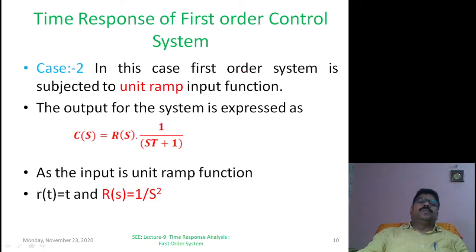Now case 2. In this case the input is a unit ramp input, meaning r(t) equals t, and its Laplace transform will be R(s) equals 1 by s square. Since the system is the same, C(s) will be equal to R(s) upon sT plus 1. Since we are analyzing the first order control system, the highest power of s will be 1.